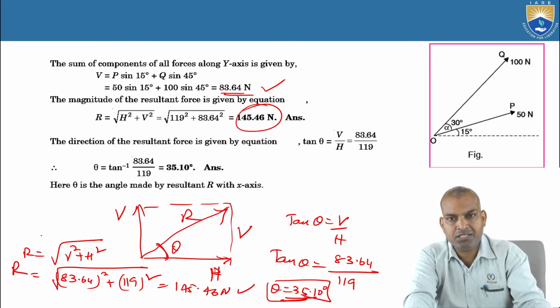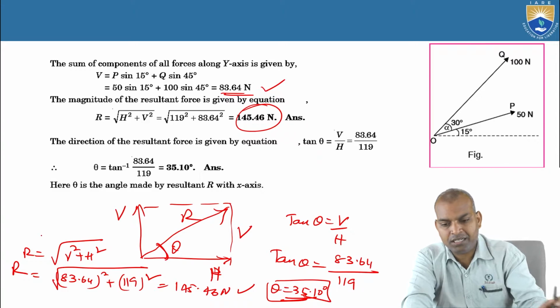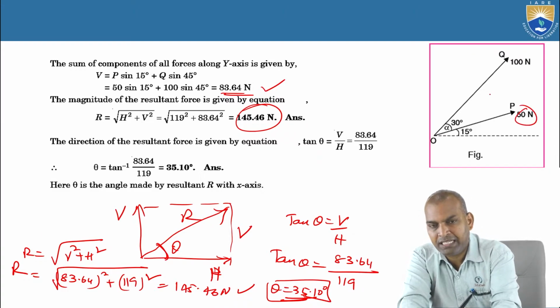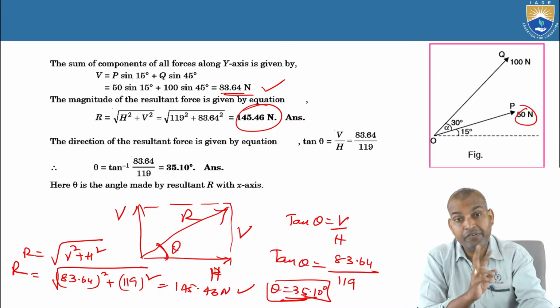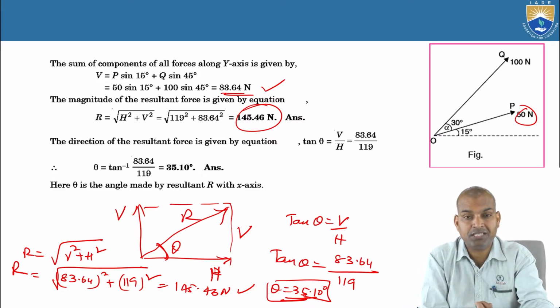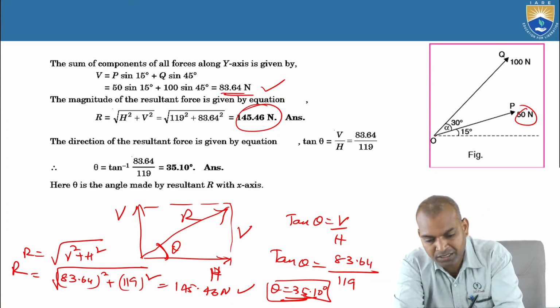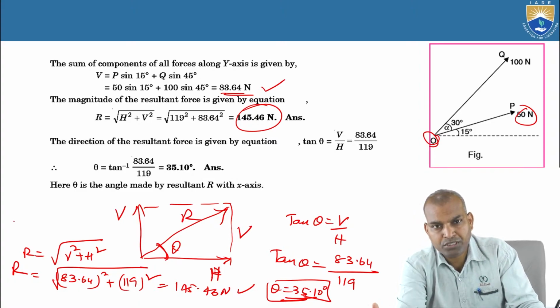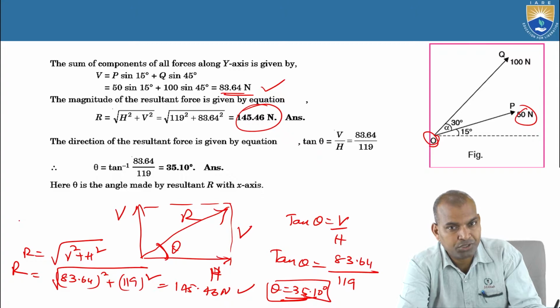Alright, that is here P and Q. Understand, P is acting with the angle of 15 degrees, and Q is acting with the angle of 45 degrees with respect to the horizontal axis. These forces, 50 newtons and 100 newtons, with different angles are acting on the particle O. These two forces are replaced by a single force, the resultant force, by using the method of resolution of a coplanar force system.